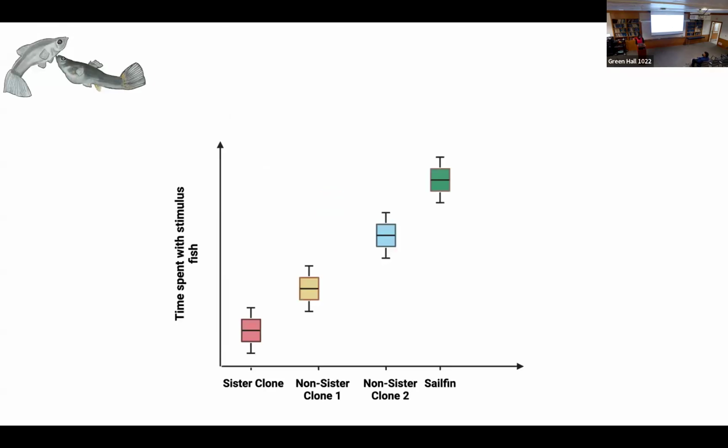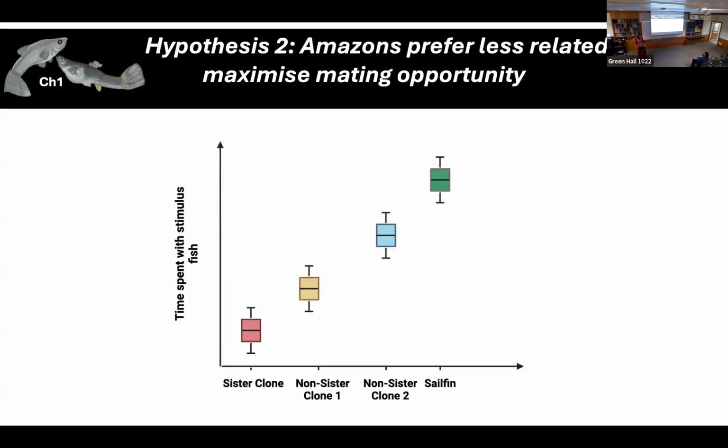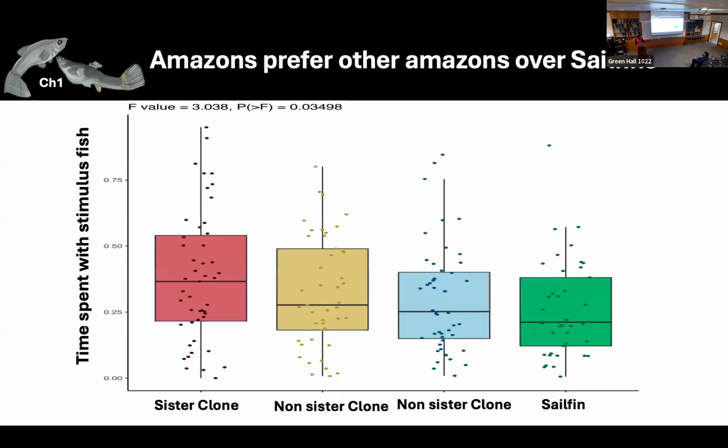On the other hand, it might be possible that Amazons prefer to hang out with less related fish in order to maximize mating opportunity. So in this case, I would expect the exact opposite result, where she spends the least amount of time with a sister clone and the most amount of time with a sailfin molly.